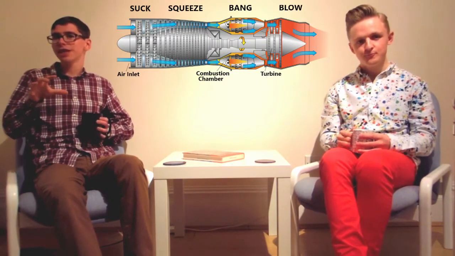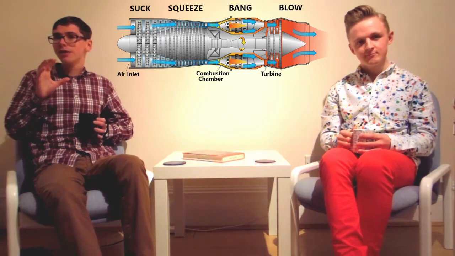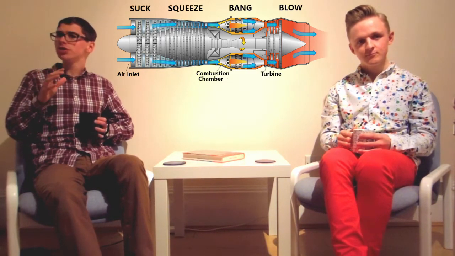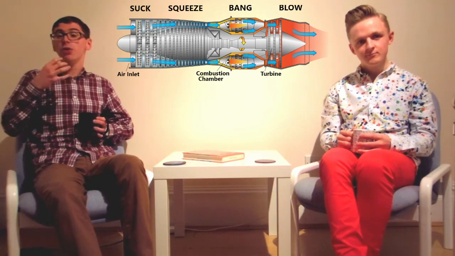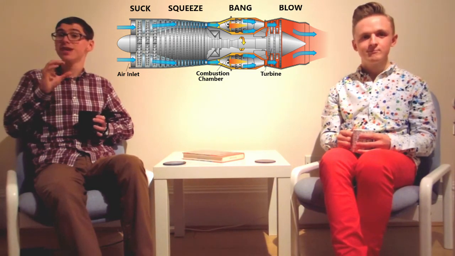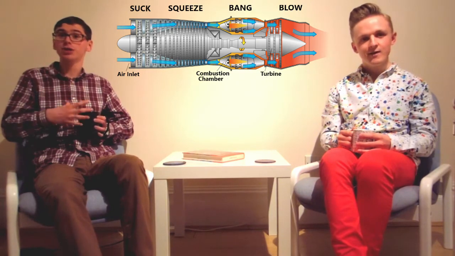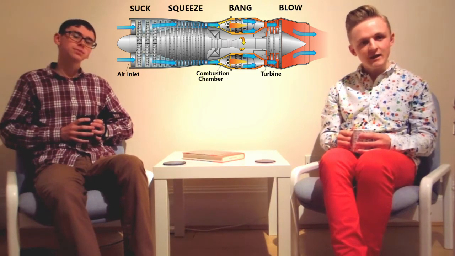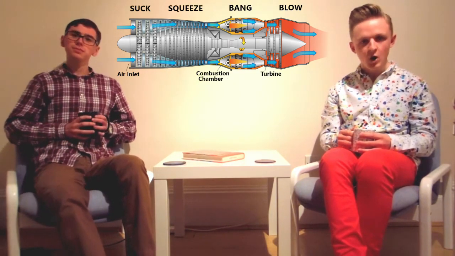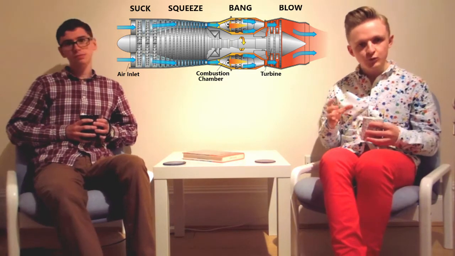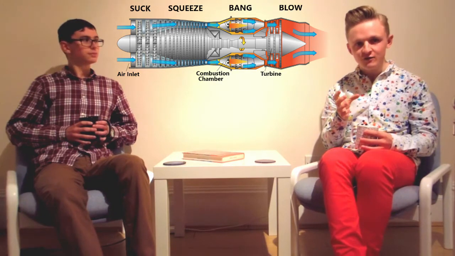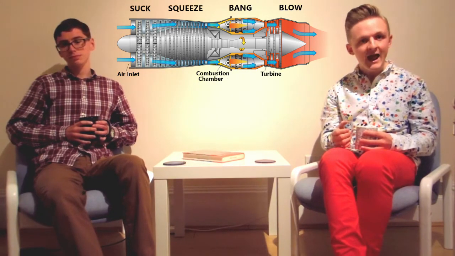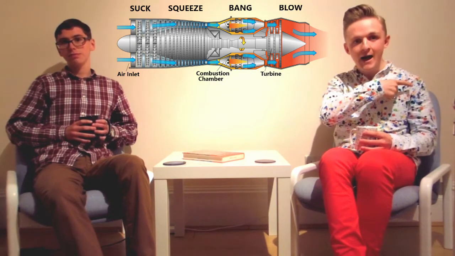First, the air is sucked in using a large fan. Some of the air is directed around the engine and straight out of the back as thrust. The rest enters the engine and is squeezed through compressors consisting of a series of blades, increasing the pressure. Then the compressed air is mixed with fuel in the combustion chamber, causing an explosion which rapidly heats up the air. The air expands as it's heated and so speeds up. This high-speed air is then directed out the back.